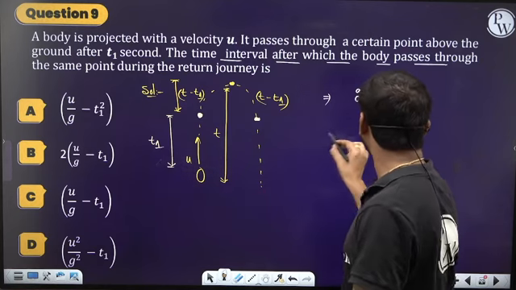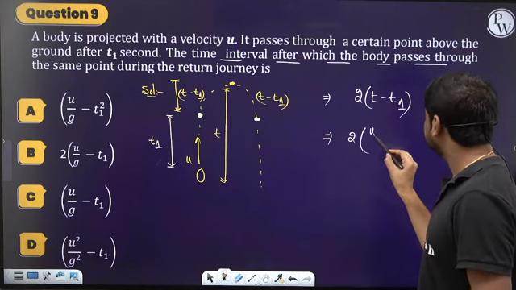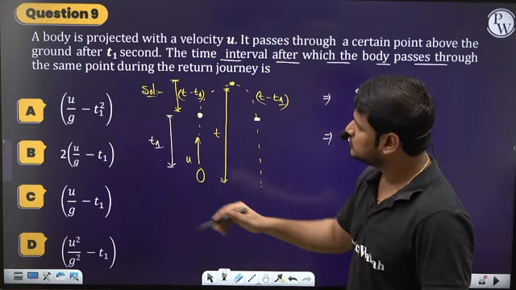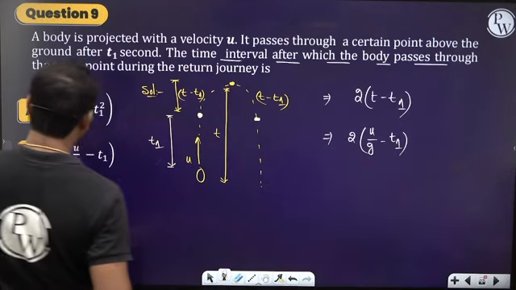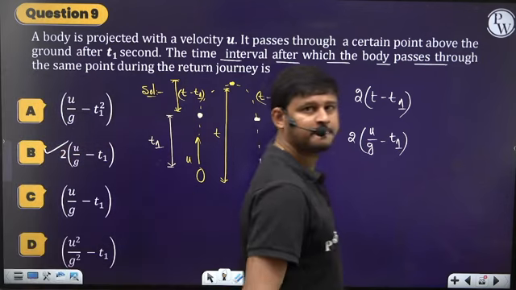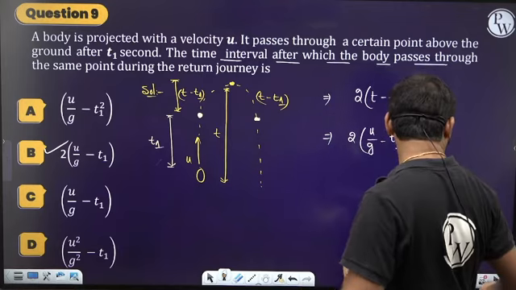So in place of t, what can you substitute? t is nothing but the time of ascent or time of descent, which is u by g. So simply a logic question, that's it. So 2 times (u by g minus t1). Option B is the correct one. Clear? Understood everyone? Chalo, let's move further.